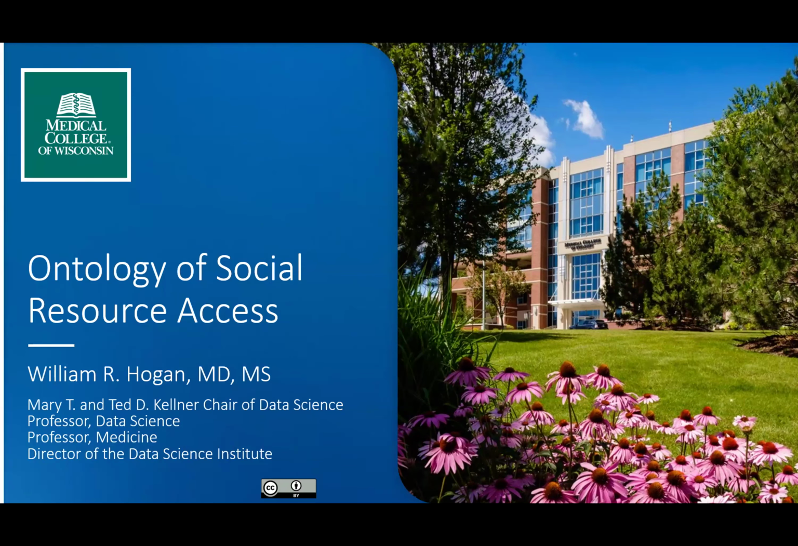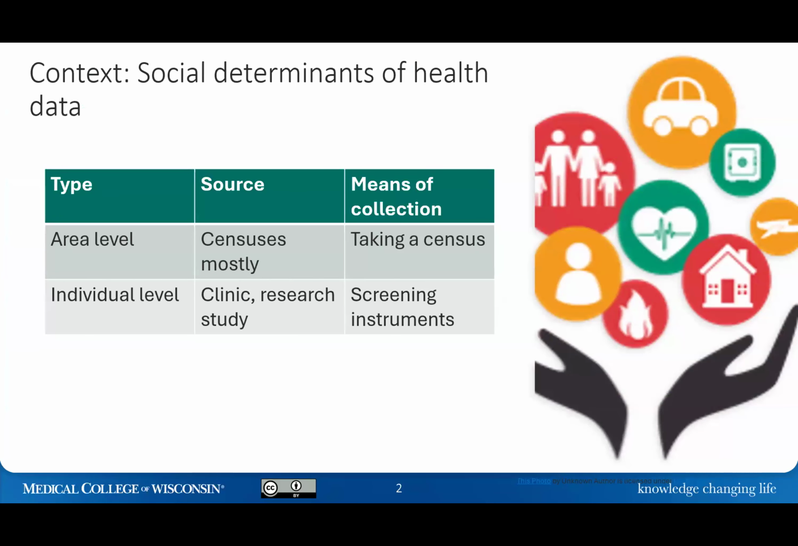All right, so ontology of social resource access. The context is social determinants of health. There's two kinds of social determinants of health data. Primarily, there's area level, so you get data at the level of the census tract in aggregate, or individual level. That's about an actual individual person.